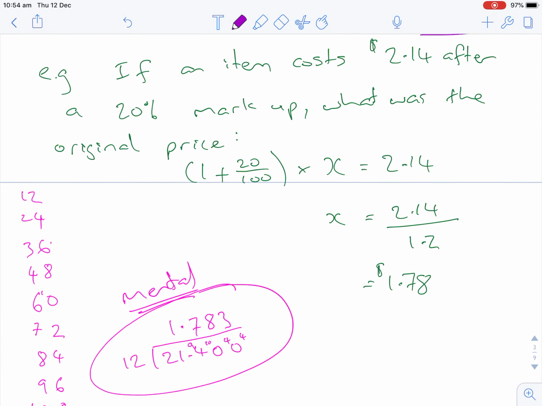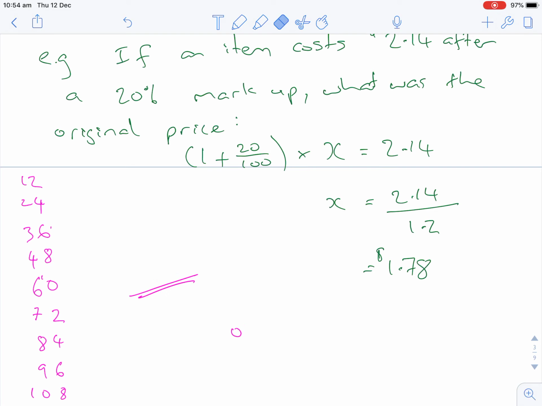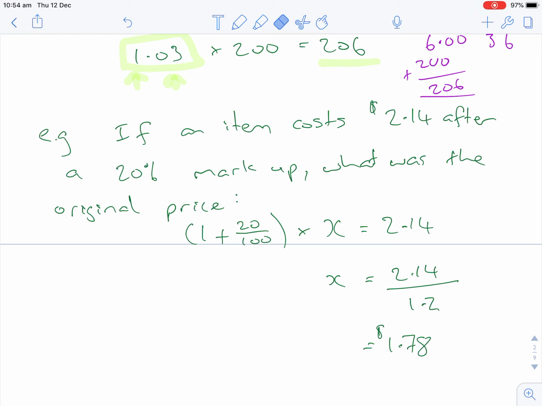If I had an item that cost $2.14 after a 20% markup, what was the original price? Now, these are the questions that people tend to struggle with a lot more. In these questions, I might take away all my working at the moment, just so that I can explain. I'll put this in here as a reminder to myself to show you. I'll remove it all for the moment though. I'm just going to talk you through your thinking process, because mental tends to be people's weak point. So these questions people always go wrong.